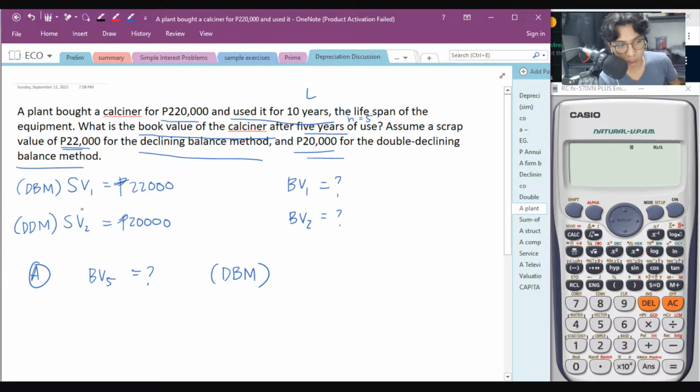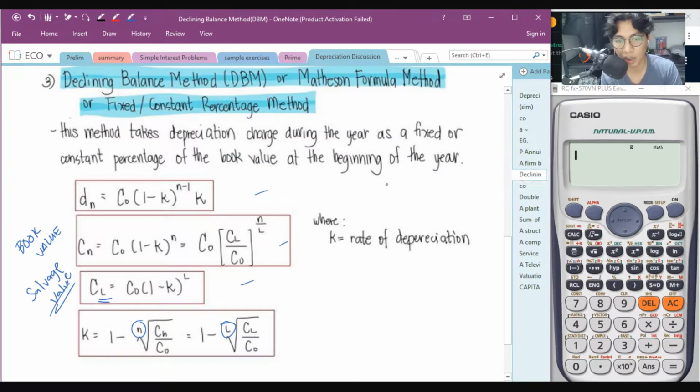So, meron tayong salvage value, diretso kagad tayo. The book value for the 5th year, BV5, is equal to, tignan nyo dito sa declining balance method. The book value after 5 years, ito lang yun. Okay? Binigay ba yung K? I-replace nga natin yung K dyan. Okay? Pero dahil walang K na binigay, we should use this one.